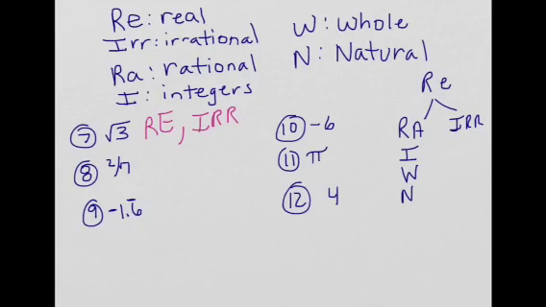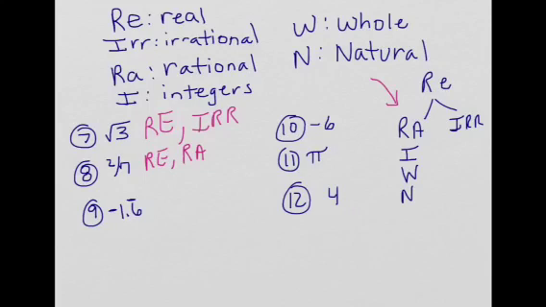2/7. Is it real? Yes, it's real. Is it rational? Yes, it's rational. Is it an integer? It's not an integer because it's a fraction that can't be simplified into an integer, so we're done. We don't have to check whole and we don't have to check natural. Remember that we're using our little checkoff sheet over here on the right.